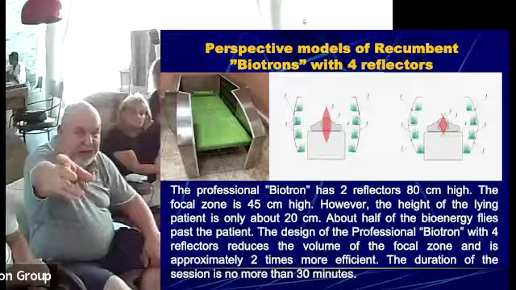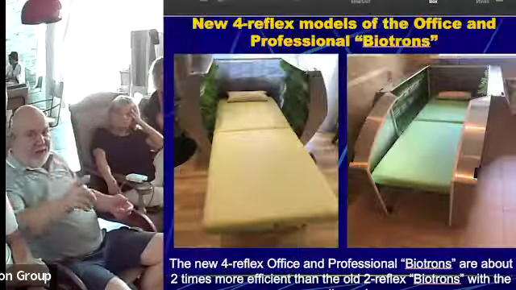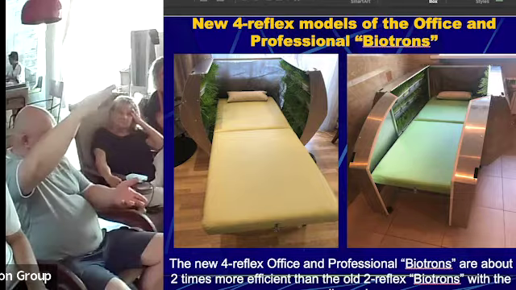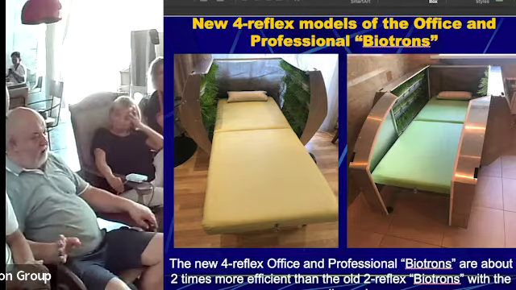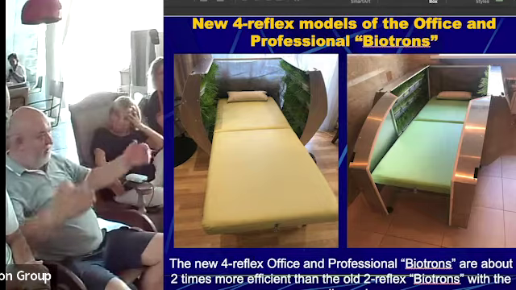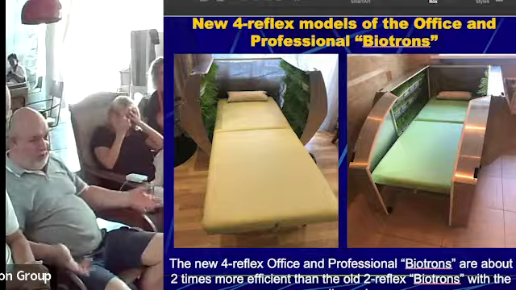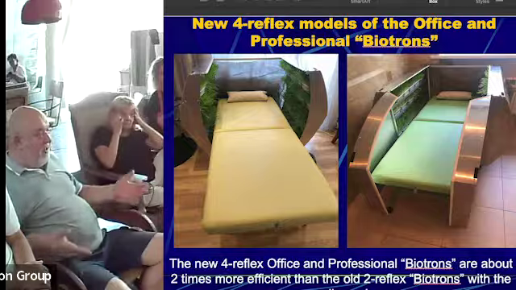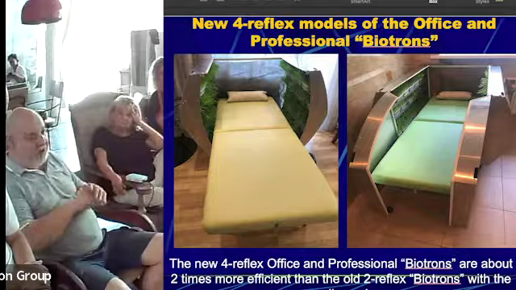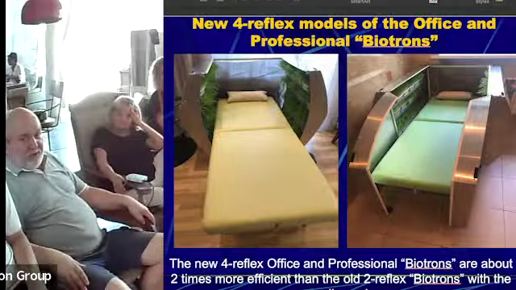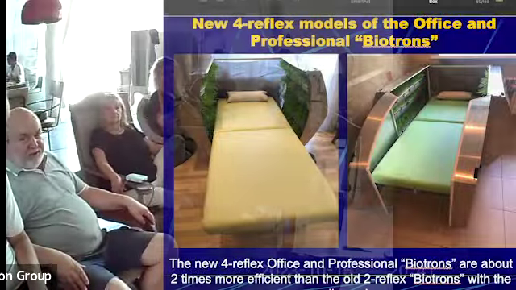And what I did: 4 reflectors, 2 reflectors and 2 reflectors. Very easy, and the focal zone, in the right picture, became smaller, and effectiveness is at least 2 times more. The same size, the same quantity of aluminium, everything is the same, but effectiveness is at least 2 times more. People say 3 times, some of them say 5 times more effective. And it was actually a very good idea.